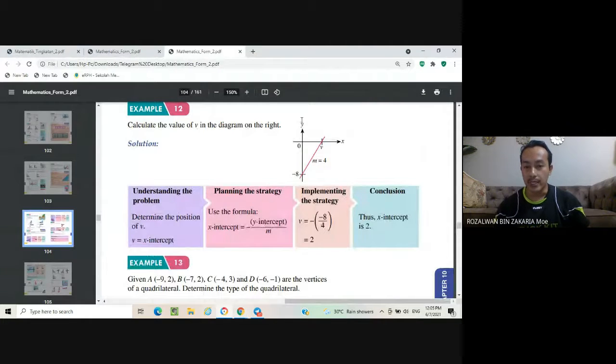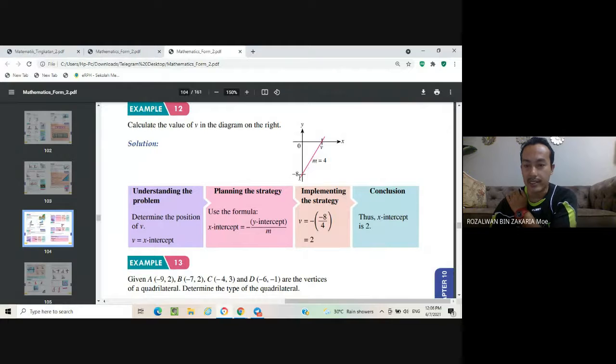So given to you this diagram, okay, the graph here, right? So the question asks you to find the value for V there. M equal to 4. You must know that M actually is the gradient for this graph, and the value here is given to you for the y-axis. It is equal to -8. Then you must know the graph here intercepts with the -8 here.